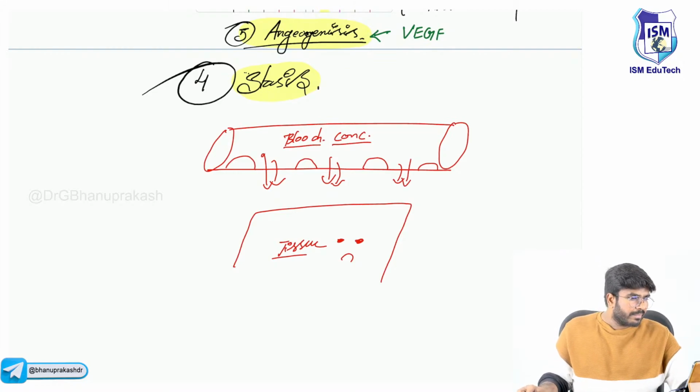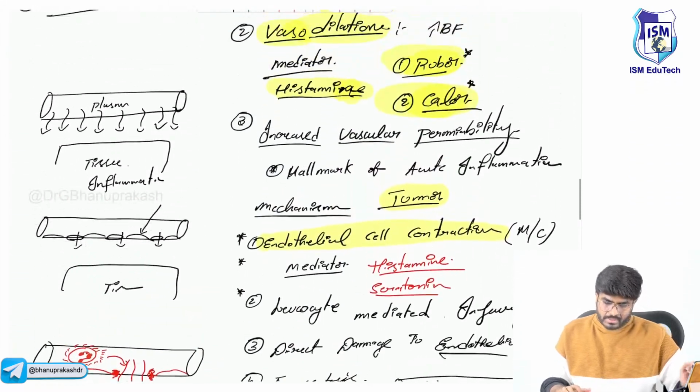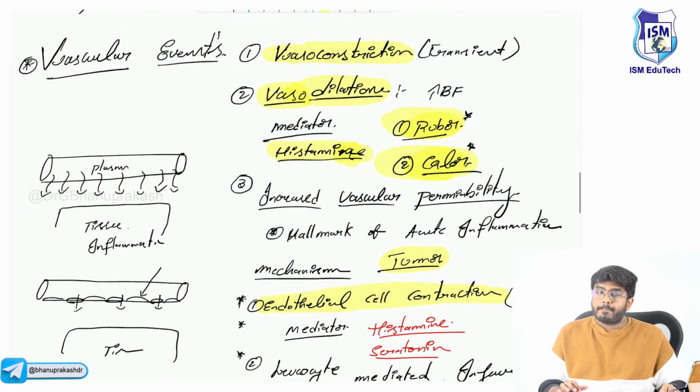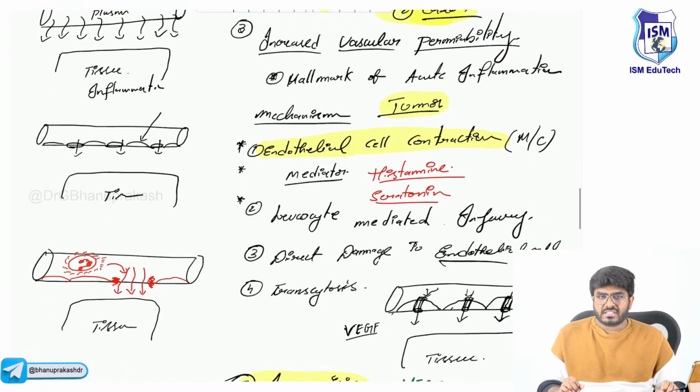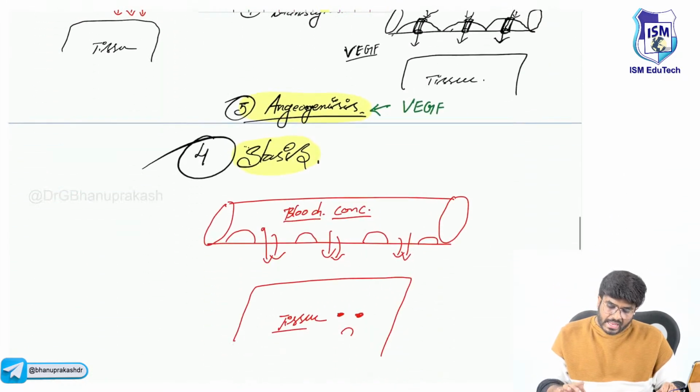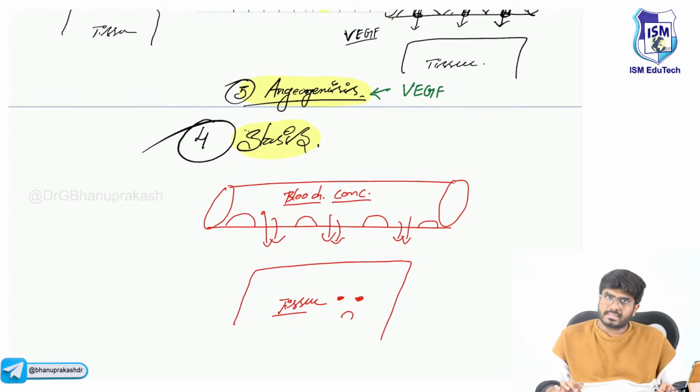So come on guys, tell me how many vascular events we have discussed? We have discussed 4 vascular events. What are they? One is vasoconstriction. The second is vasodilation. Then increased vascular permeability and its mechanisms. And the last vascular event is stasis. Okay, with stasis, vascular events are completed, sir.